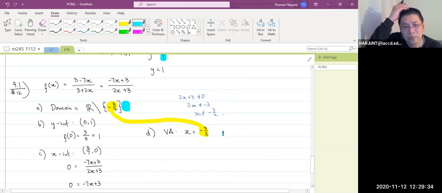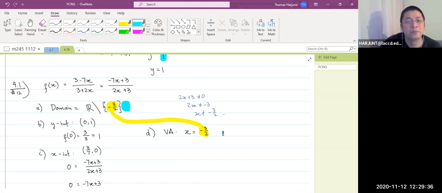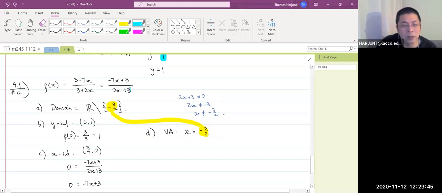Basically, the vertical asymptote will be x equals the zeros of the denominator, the zeros of the denominator of the simplified version. Now, this is already simplified, nothing to cancel, so we just leave it like that.